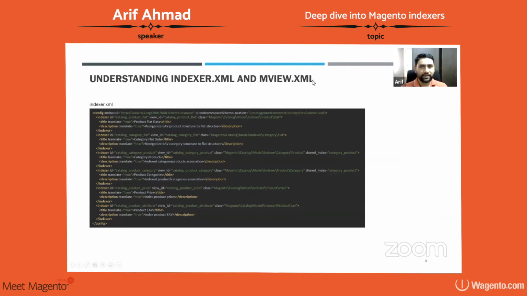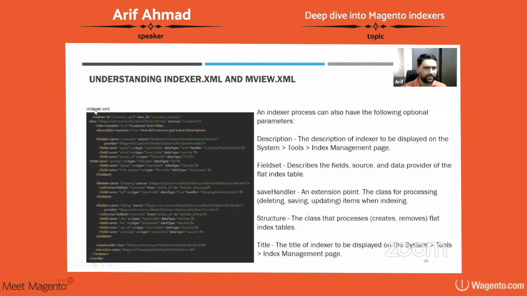Now, indexer XML and mview XML. These are two important XML files we need to create for an indexer to work. This is the typical structure. The indexer ID is going to be unique, then the view ID, meaning which mview it is associated with. When we create the view in mview.xml, we have to use the same ID over there. Then the class name. The description is optional, it's not mandatory.